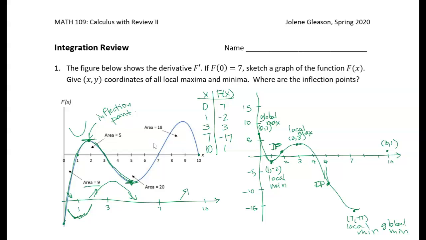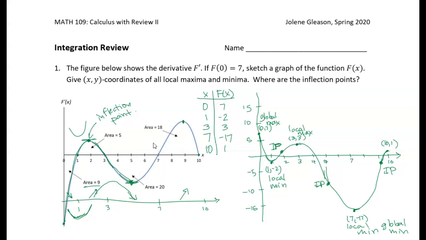All right, and then we're concave up because the slope of the derivative is positive all the way up to about, I don't know, somewhere around 9. Okay, so we're concave up till we get to about 9, and then we'll switch to concave down. Okay, so here's another inflection point.